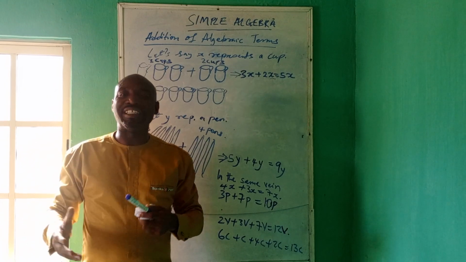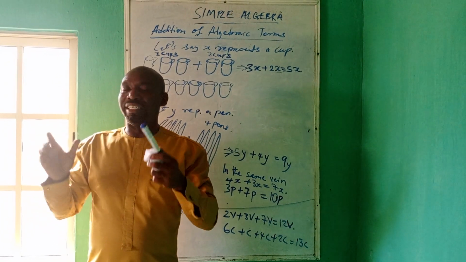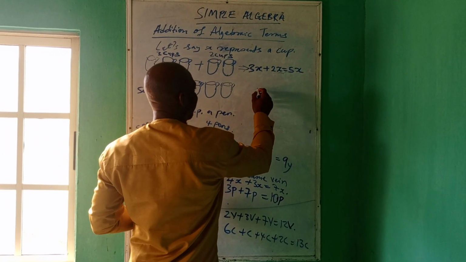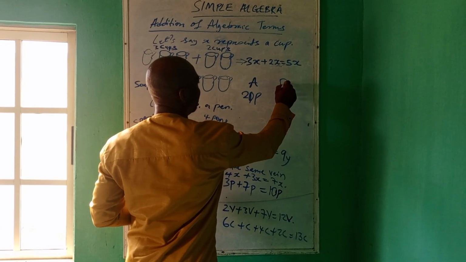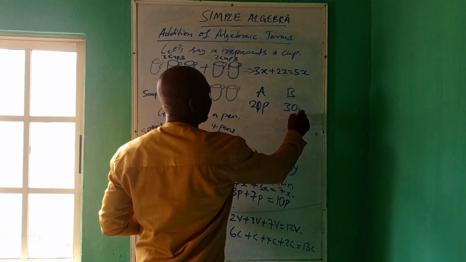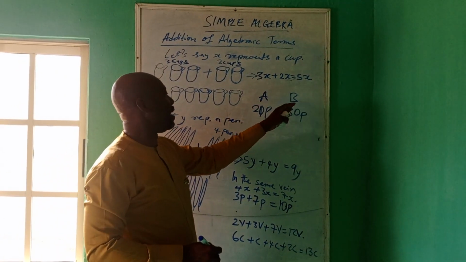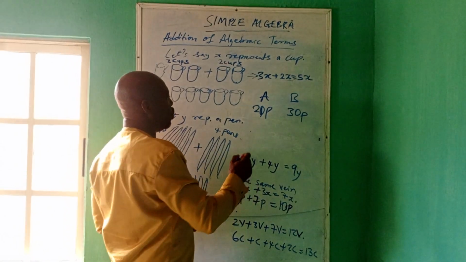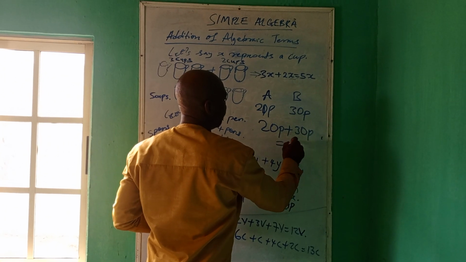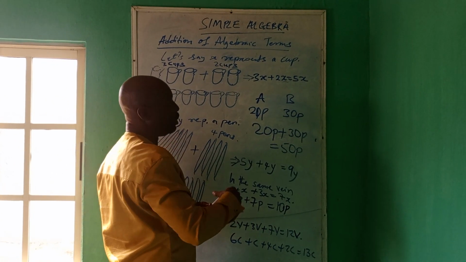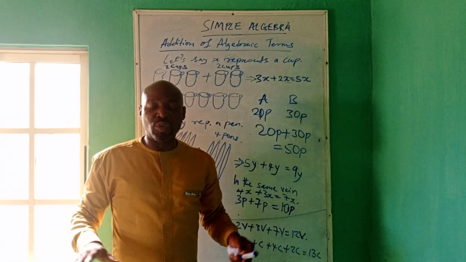So now we are going to be looking at how to add these terms. When we say we have 20P, let me say, in area A, we have 20 houses, that is 20p. In area B, we have 30 houses, that is 30p. So if we say how many houses are in area A and area B, what you have to do is to add 20p to 30p to give you what? 50p.